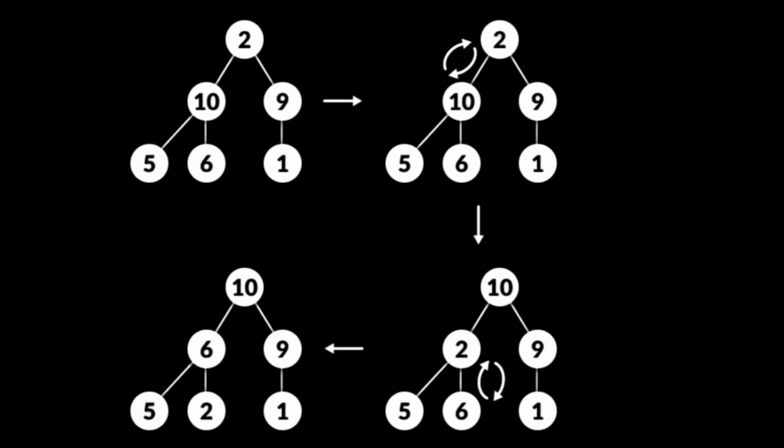Why did we only swap with 6? Because we check both the child nodes to see which one is greater. We swap with the greater one. So 6 is greater here.